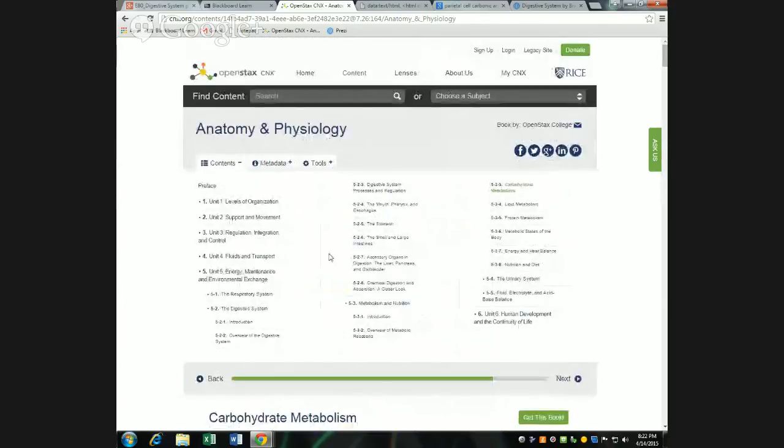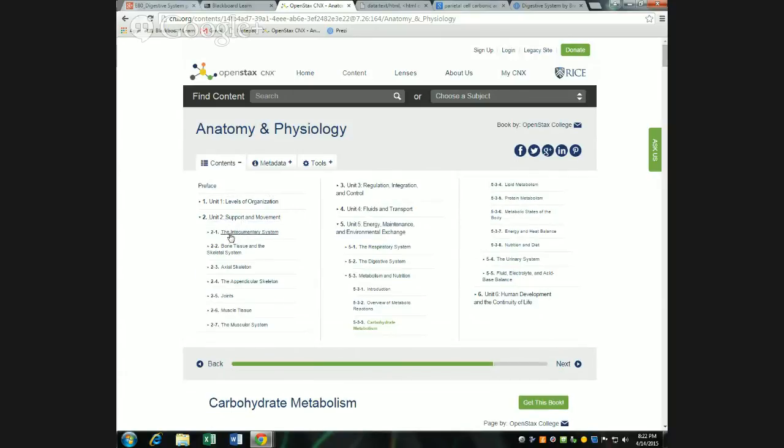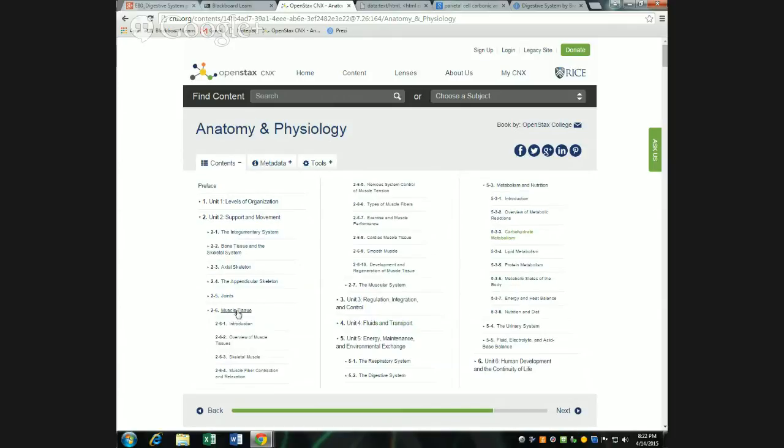Now, I want to point out, because you have this book, you have access to this information, I want to point out another place to see some of what's being described there. And that goes back into the support and movement section of the book, because that's where you're initially introduced to these aspects of metabolism. In the muscle tissue, I think it's in the skeletal muscle section here.